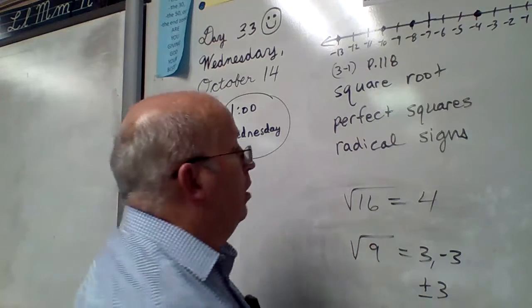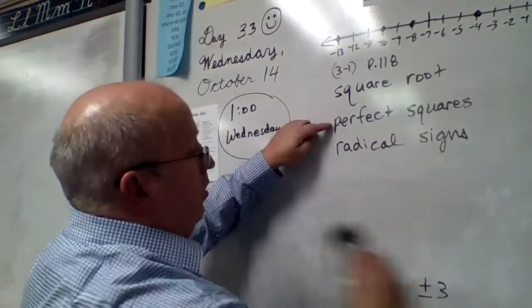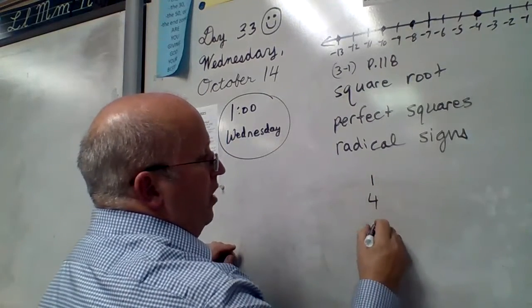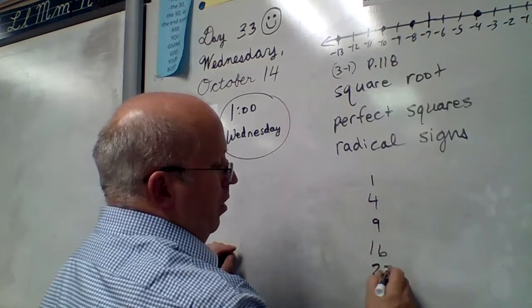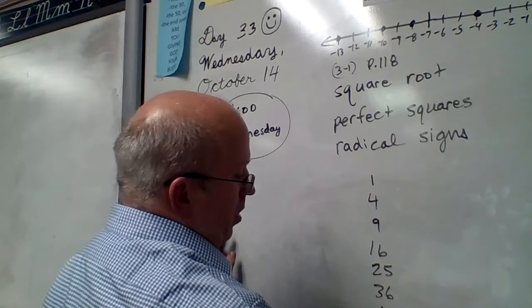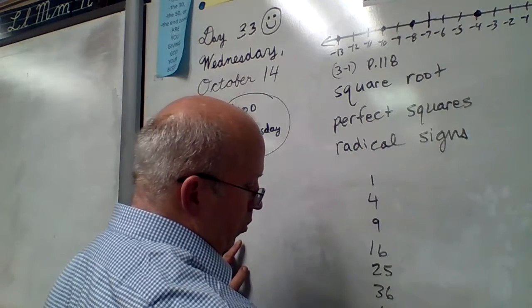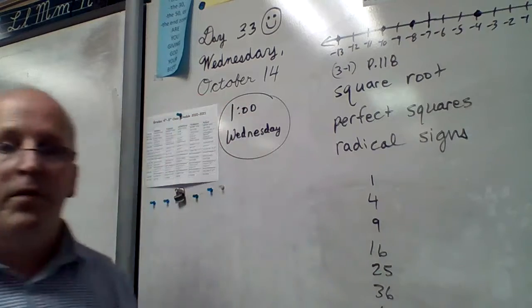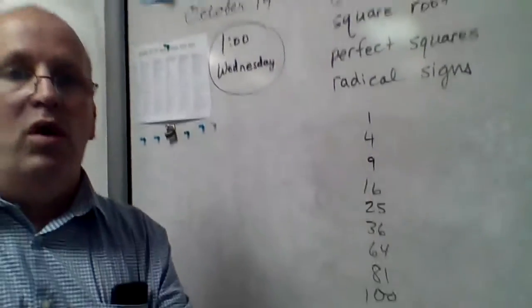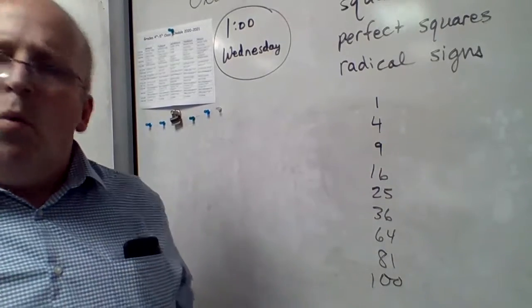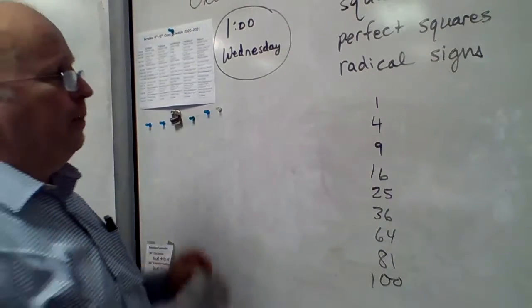Okay? Now, let's talk about perfect squares. What in the world is meant by perfect squares? I'm going to write a set of numbers on the board. Do you know what they have in common? These numbers that I wrote on the board are perfect squares. Why, Mr. Ponko? Why are they perfect squares?